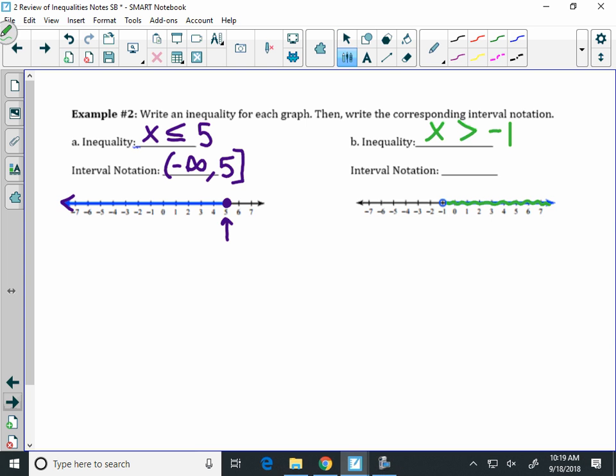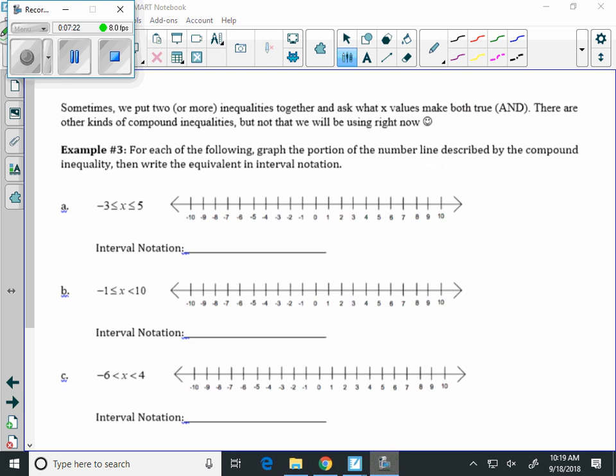To do our interval, we start on the left here with negative 1. It has an open circle, so we put a parenthesis with negative 1. We go all the way to the right forever with an arrow, which means we go to infinity.